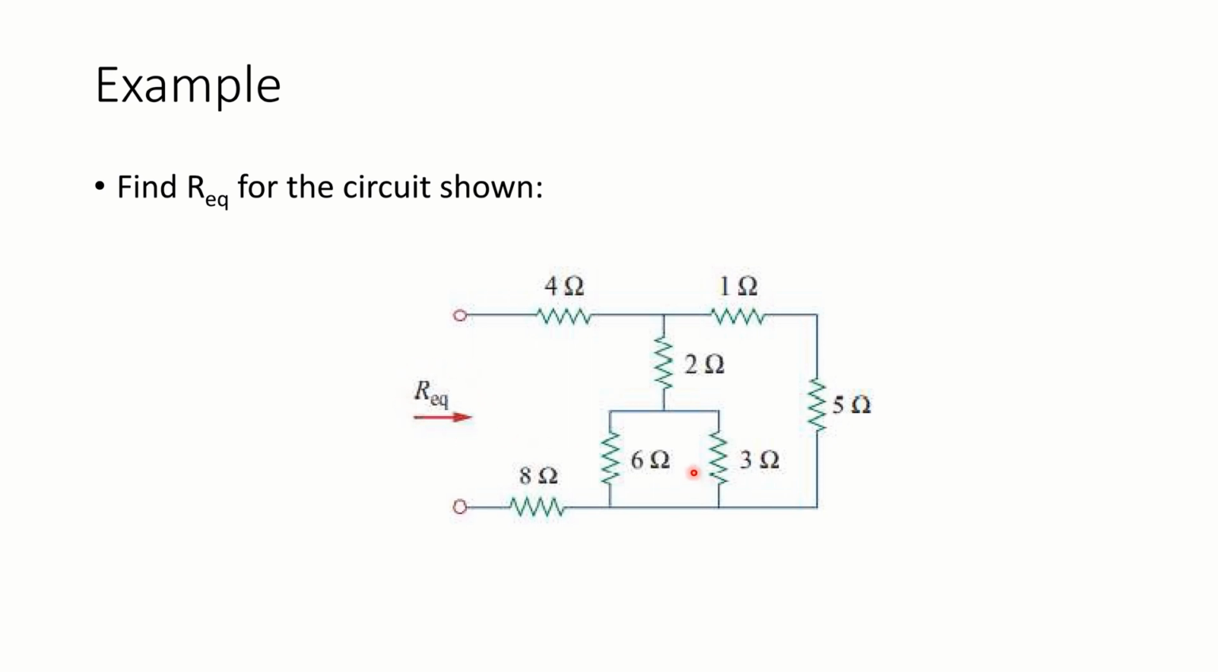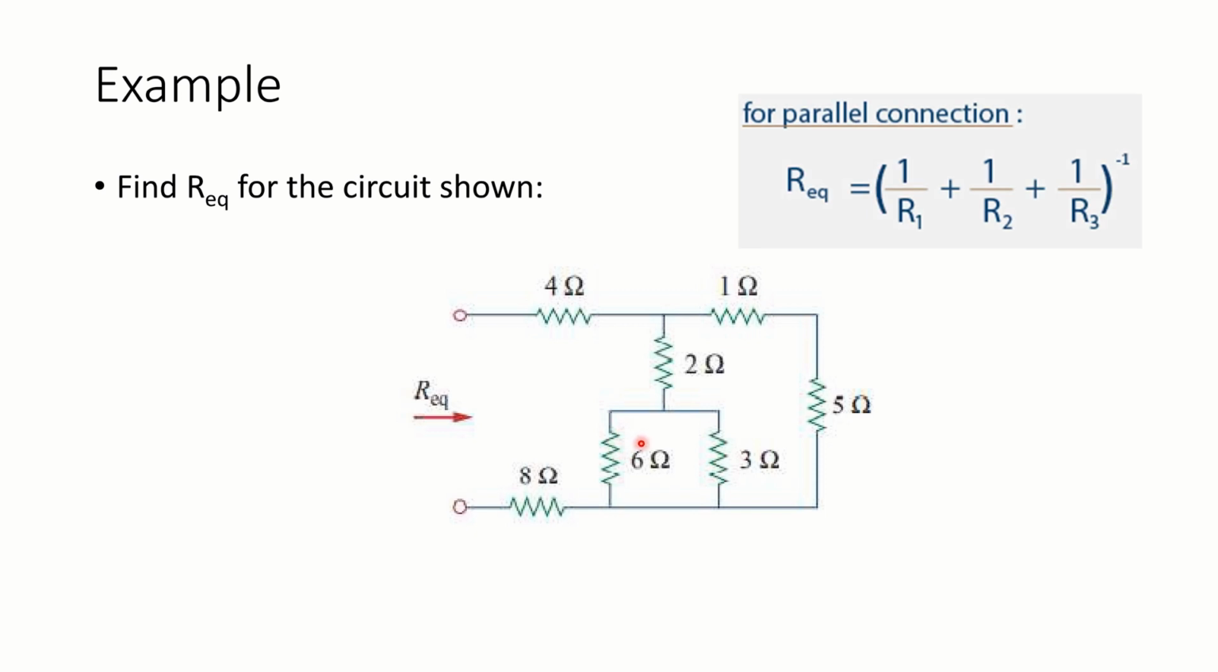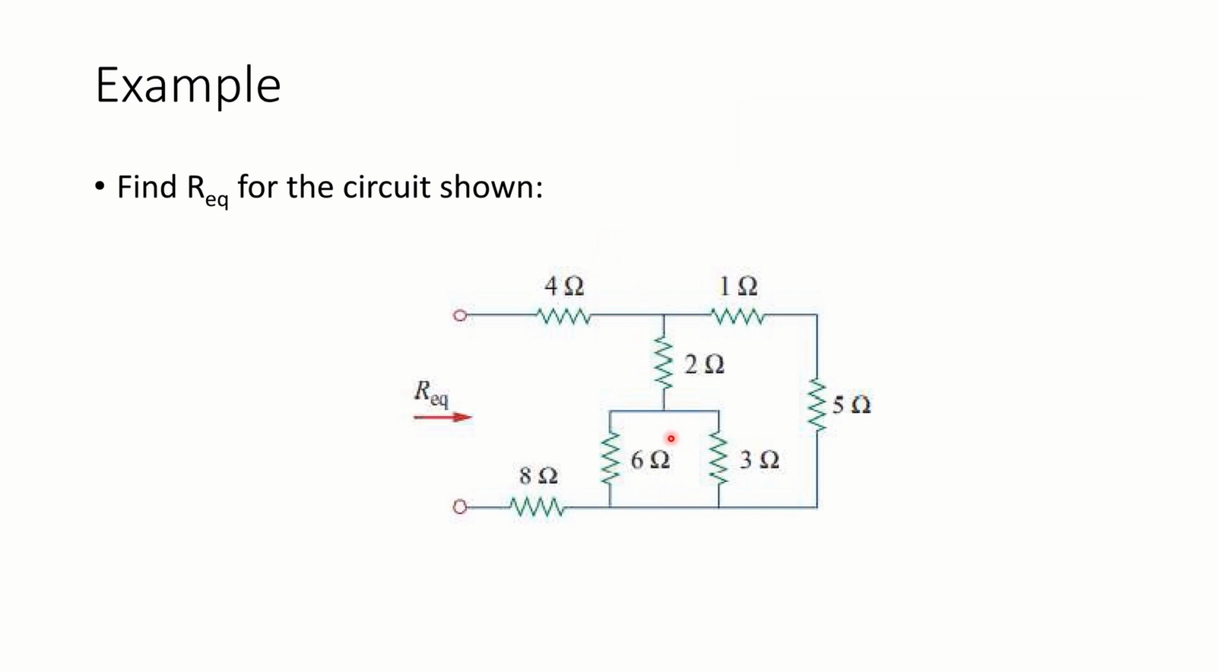The first step is to analyze the circuit and determine which two resistors we need to solve in order to simplify the circuit. According to my observation, we can simply solve these two resistors and our circuit will be more simplified. These two resistors are connected in parallel, so we need to apply the formula: (1/R1 + 1/R2) whole inverse. So (1/6 + 1/3) whole inverse will give us an answer of 2. So we can replace these two resistors with a single resistor of 2 ohms.